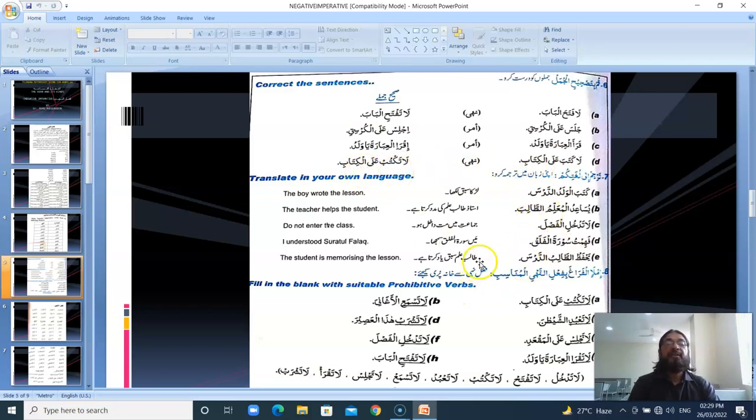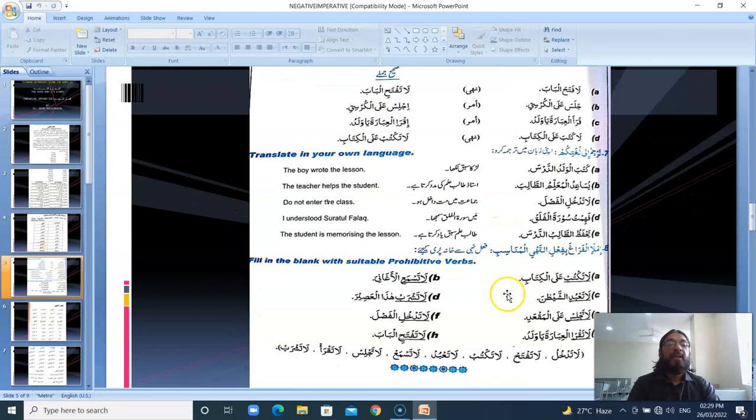Then this one is a translation. So translations bit you don't have in the final examinations. So it is for your better understanding. You can read alone. Then after some examples, fill in the blanks with suitable prohibitive verbs. So this is the fill in the blanks, and fill in the blanks would be asked in bit number 15. Correct the sentences, bit number 16. So fill in the blanks for 6 marks and correct the sentences for 5 marks. So this is the fill in the blanks.